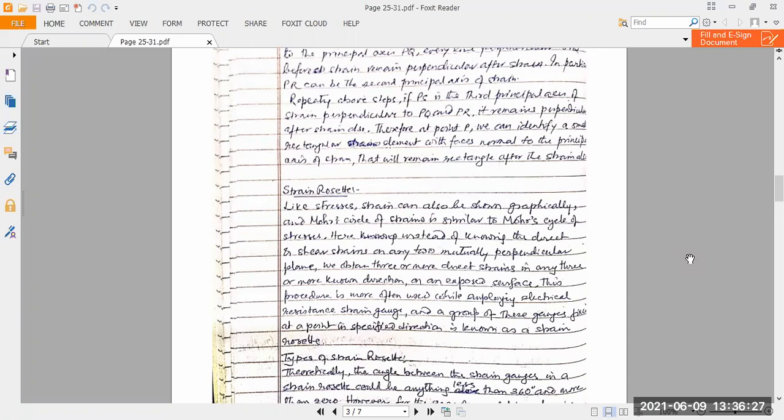This process, the calculation of sigma n and tau n, and the maximum value of it. What is the maximum value of it, and what is the value of the angle, I mean the angle theta, over what plane both these values are maximum? We have calculated analytically. Next, what we have done, we have followed a strain.